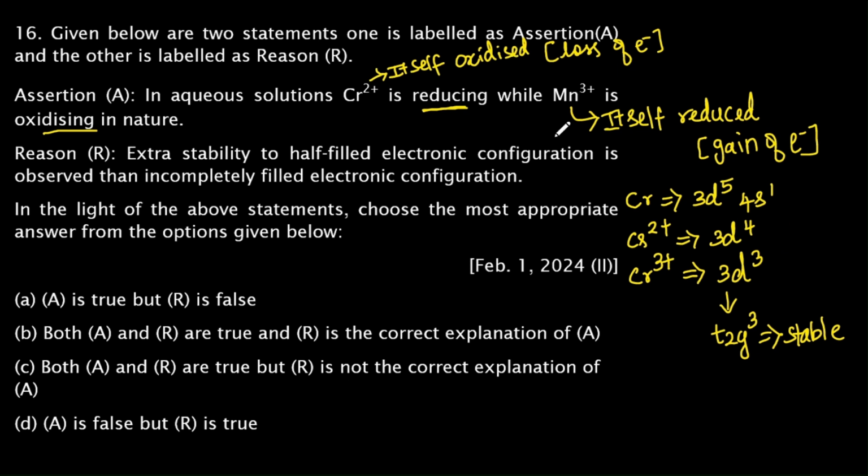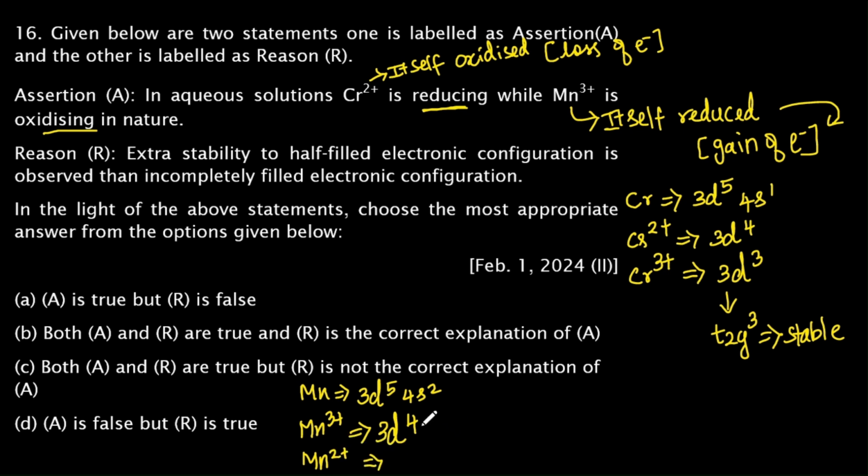Then we will compare with Mn3+. For that, let us see the electronic configuration of manganese. The electronic configuration of manganese is 3d5 4s2. Then here they are telling Mn3+. So after the removal of 3 electrons, 2 electrons from the 4s orbital and 1 electron from the 3d orbital, it will become 3d4. Now they are telling in that question Mn3+ is oxidizing in nature. So I told that oxidizing in nature means itself it is reduced. And what is reduction? Gain of electron. So here Mn3+ is going to gain an electron, which will convert it into Mn2+.